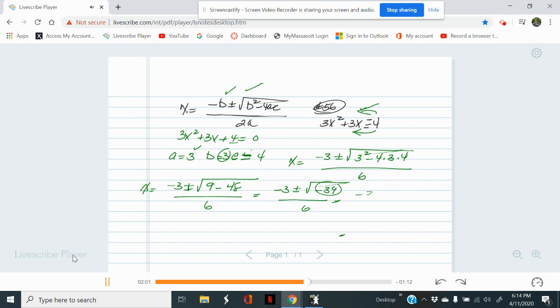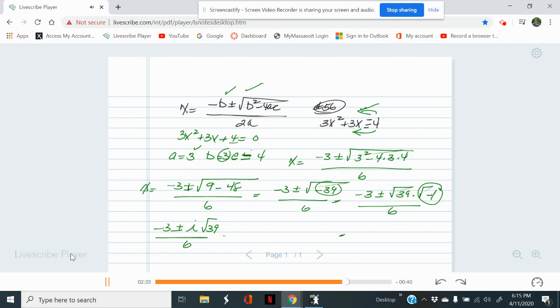I can rewrite this as minus 3 plus or minus the square root of 39 times the square root of negative 1, all divided by 6. So this now is negative 3 plus or minus. I realize that this is i, the square root of negative 1, so this is i times the square root of 39, all divided by 6. So that looks pretty good.